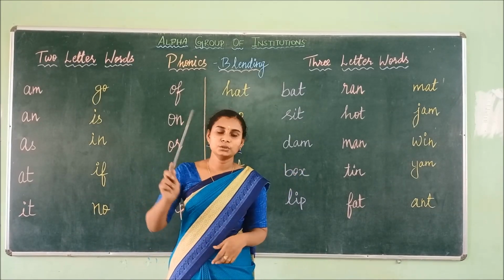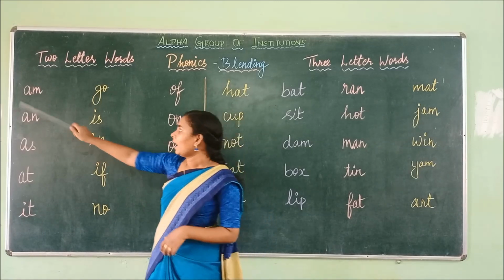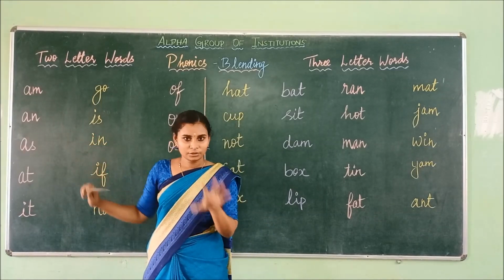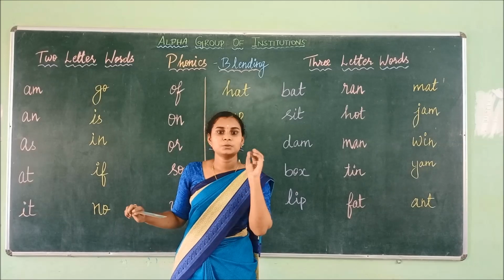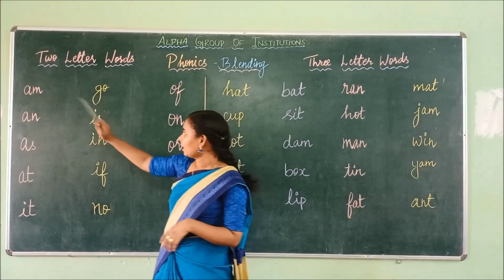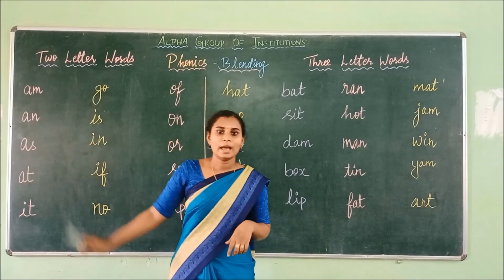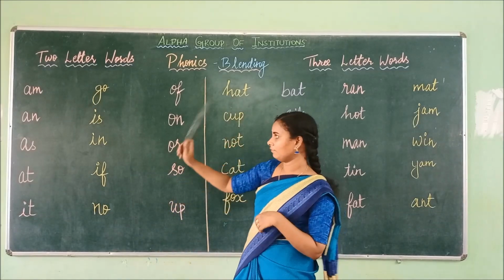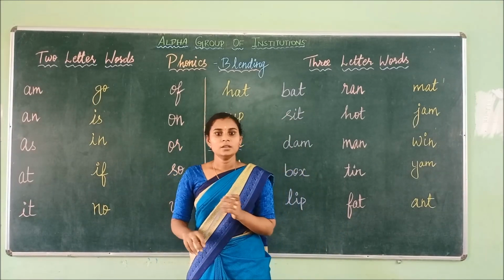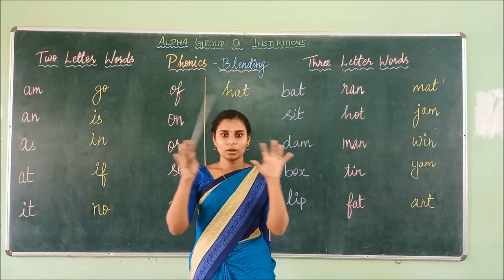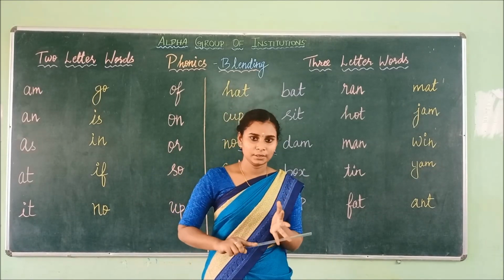Okay, so you should not pronounce it as A and M. Don't do it like that. You have to pronounce it with the sounds, like how I have taught you, A-M. Like that you have to say, A-M. Okay. So you have to practice all the sounds, two-letter words and three-letter words.